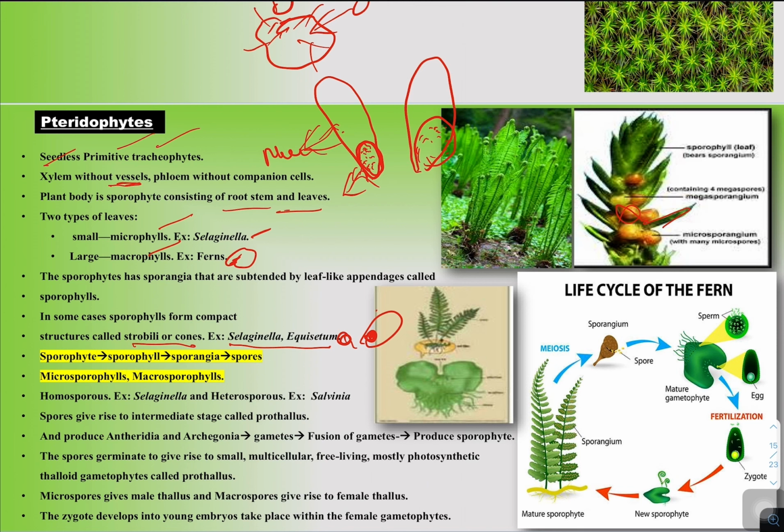Microsporophyll is a leaf which provides space for the development of microspores. Macrosporophyll is a leaf which provides space for the development of the macrospores. Macrospores are nothing but female spores. Microspore is a male spore, megaspore is a female spore.